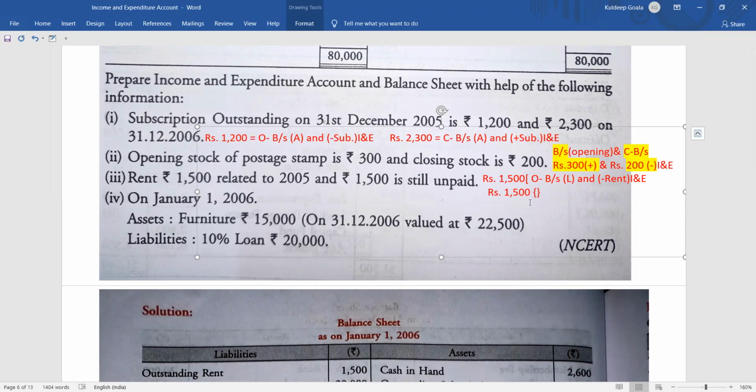So in this case, what will happen? The treatment is almost the same. Only the thing is that it will once come in the closing balance sheet, and again it will come in the opening in the income and expenditure account. First of all it will come in the closing balance sheet, liability side as rent outstanding, and again it will be added with the income rent in the income and expenditure account. These are the two treatments for this. Okay, clear?